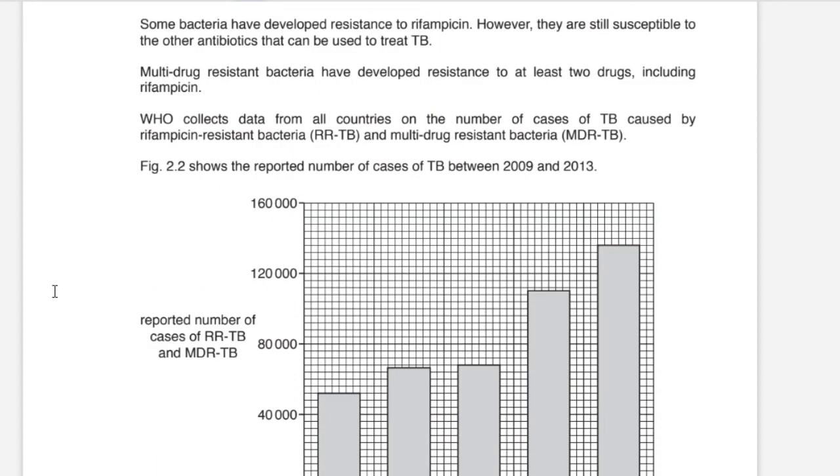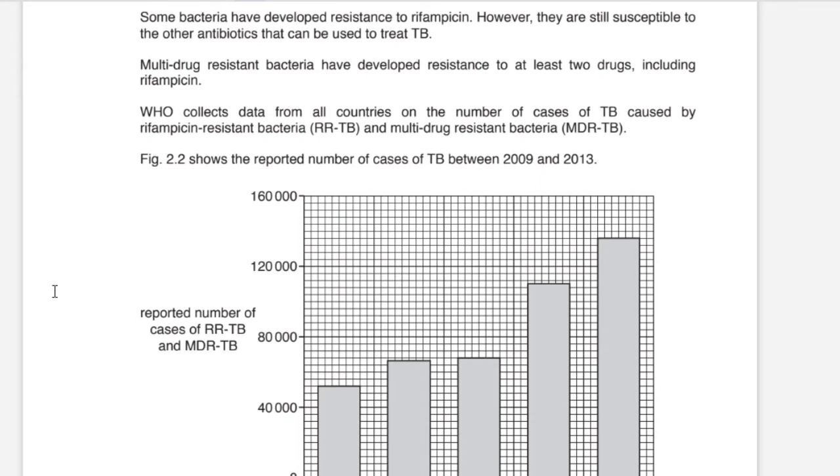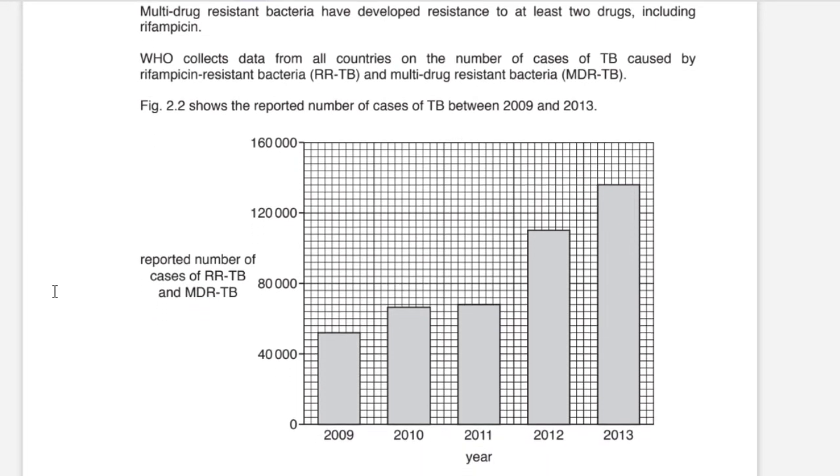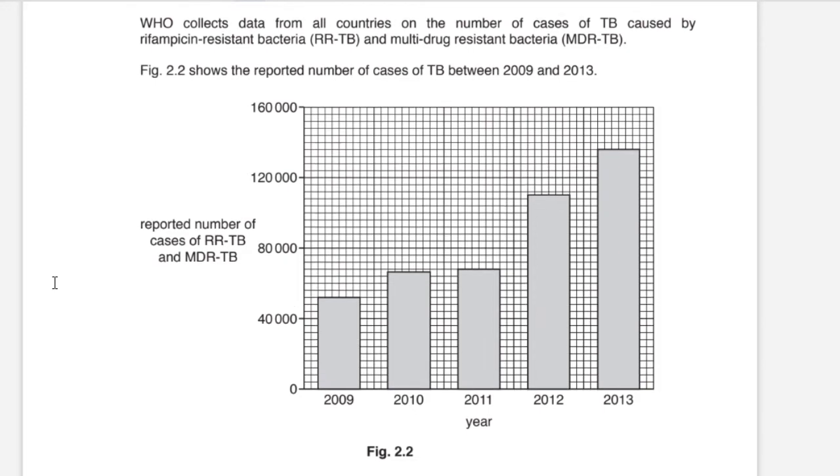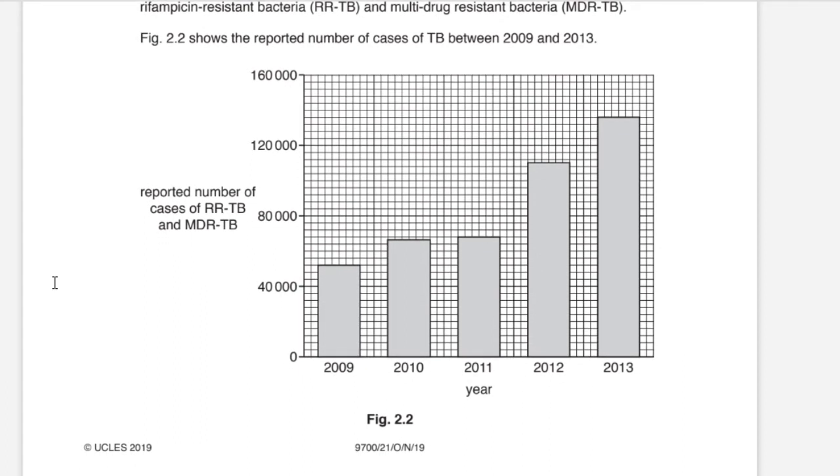Some bacteria have developed resistance to rifampicin. However, they are still susceptible to the other antibiotics that can be used to treat TB. Multi-drug resistant bacteria have developed resistance to at least 2 drugs, including rifampicin. WHO collected data from all of the countries on the number of cases of TB caused by rifampicin-resistant bacteria, or RR-TB, and multiple drug-resistant bacteria, or MDR-TB. Figure 2.2 shows the reported number of cases of TB between 2009 and 2013.